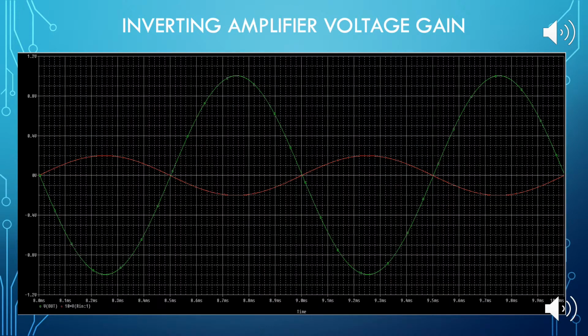This is my plot after running the simulation for the inverting amplifier to get a gain of 50. When I simulated it and got the signals plotted, I had my input signal very small, so I multiplied it by 10 so that it was visible, to have everything on one simulation plot.